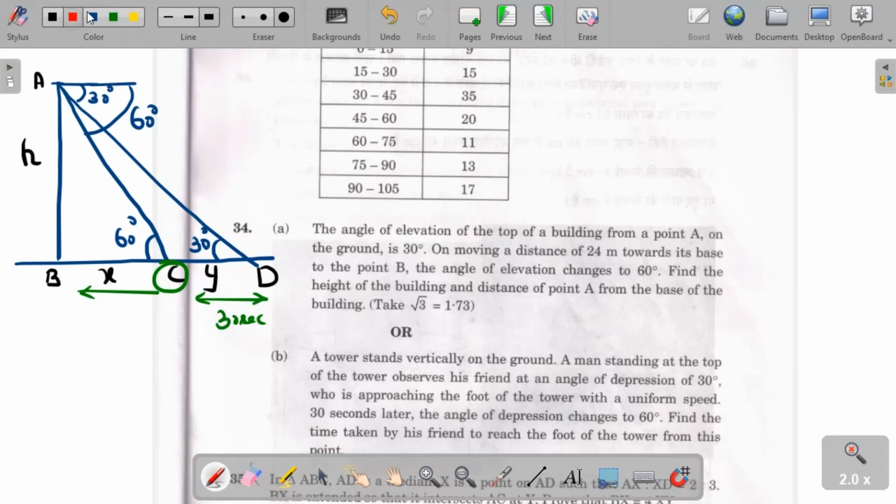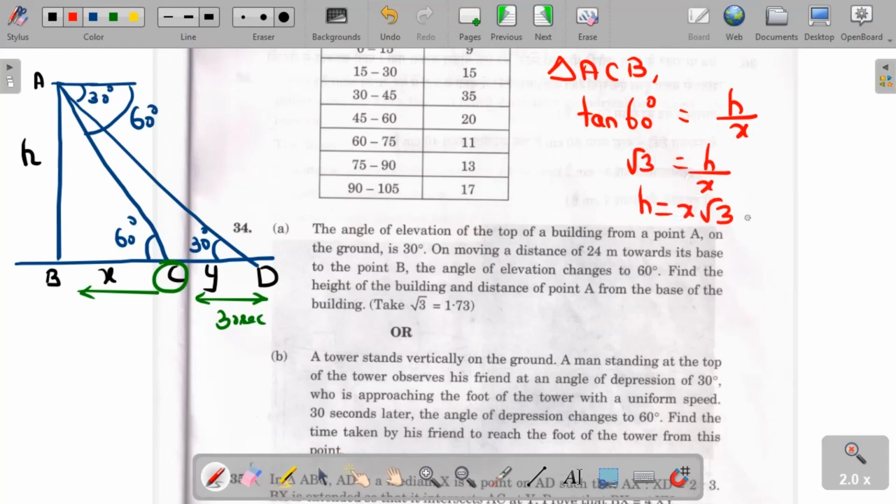Now let's start with the triangle. So in triangle ACB, tan 60 is going to be equal to h by x. So root 3 is h by x. So h is equal to x root 3. Now that we got this, let's keep this aside.